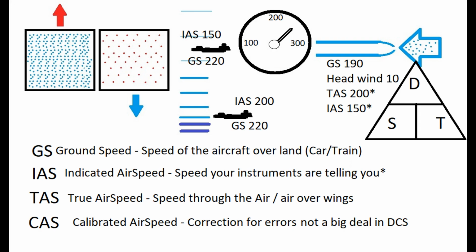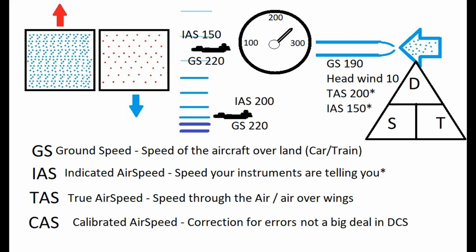The reason being is we've got a headwind of 10 knots. Now, our true airspeed is 200 knots because we're actually doing 200 knots through the air. The air traveling over the wings is 200 knots, but in reality our ground speed is 190 knots. But your indicated airspeed is completely off because of your altitude. So true airspeed is something different yet again. That is the actual speed through the air.